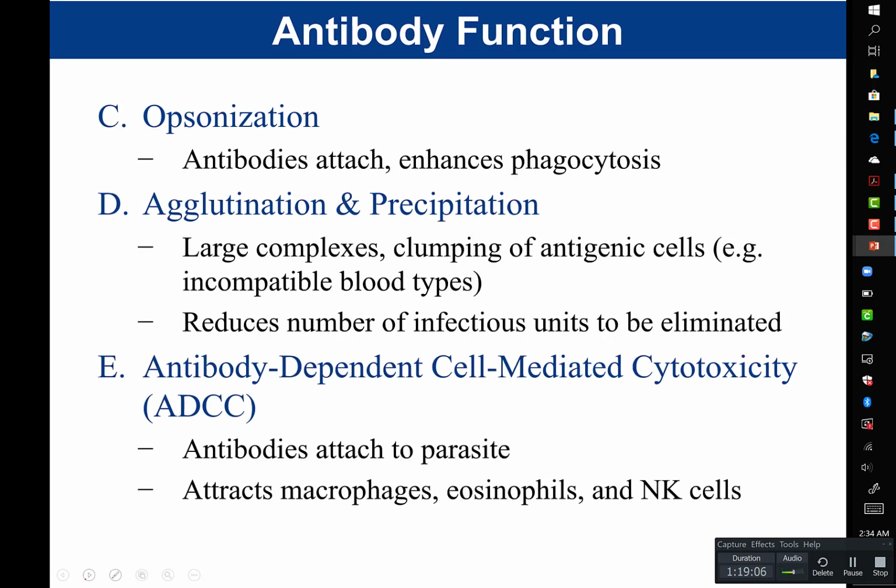Opsonization, again, the antibodies are going to attach. This is going to enhance phagocytosis. So again, it's marking that pathogen for destruction. We have agglutination and precipitation. So you get these large complexes or these clumpings of antigenic cells, for example, again, incompatible blood types. It does agglutination. And the purpose of this is that it reduces the number of infectious units to be eliminated. So it brings them together and makes it easier to eliminate them.